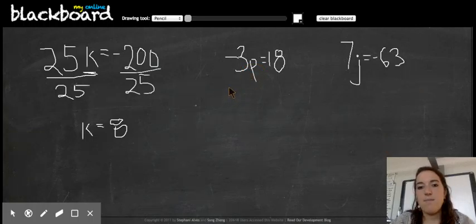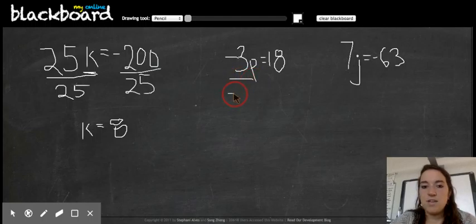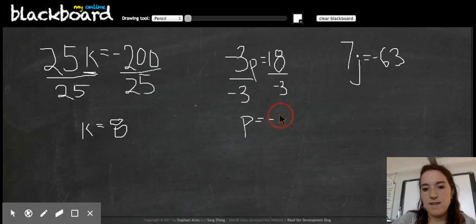Next we have negative 3p equals 18. What operation is this? Multiplication, so we can undo it by dividing by our coefficient, negative 3. Now we have p equals negative 6.